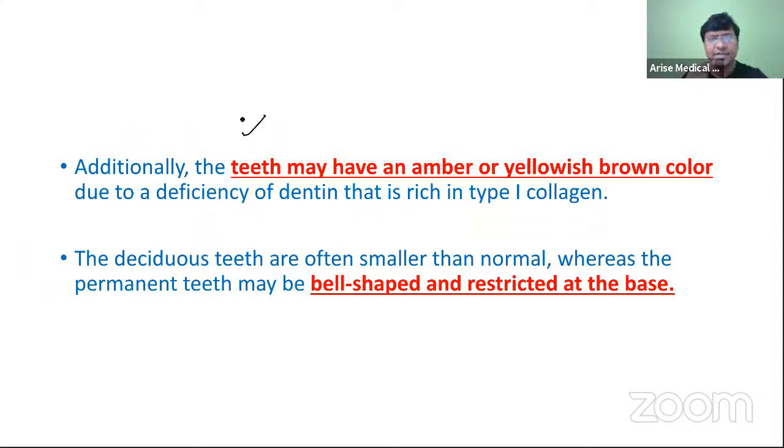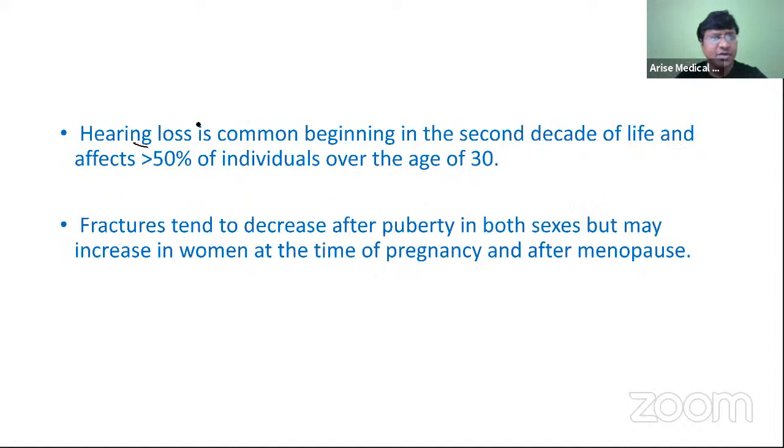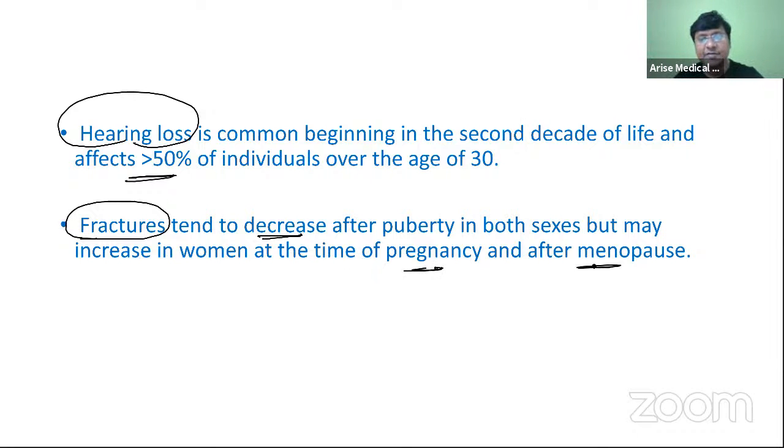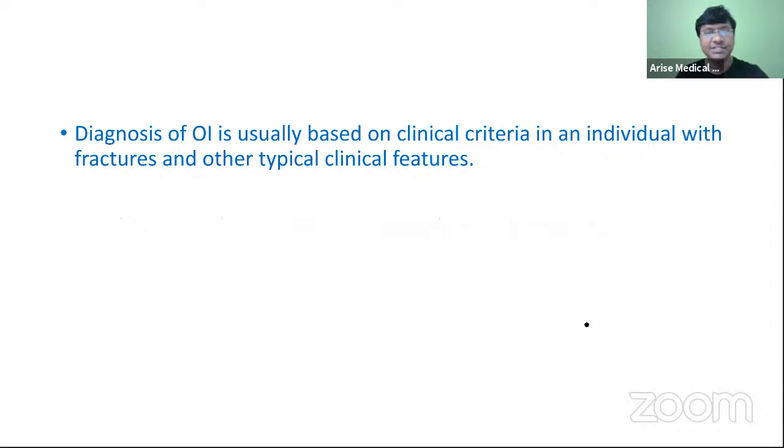Even if you take the color of the teeth, they are yellow or amber colored. Hearing loss is another important manifestation, seen in more than 50% of patients. After puberty, the fractures will decrease. But during pregnancy and after menopause, the fractures do increase.